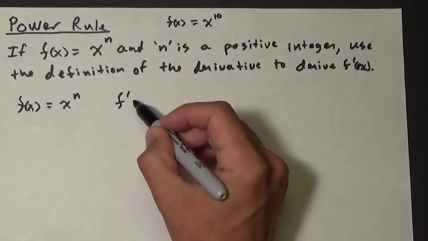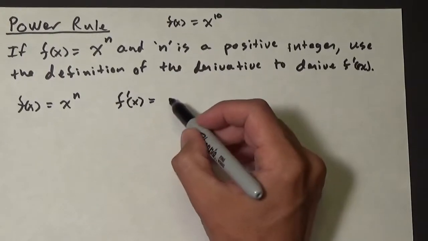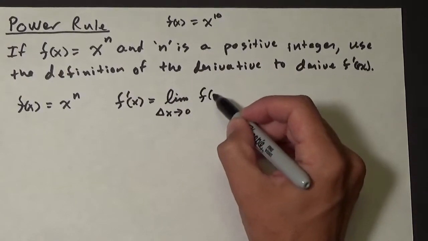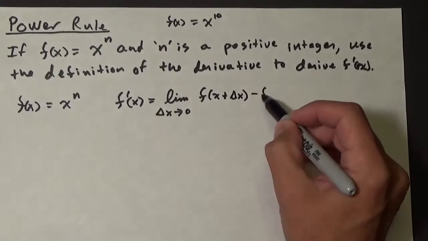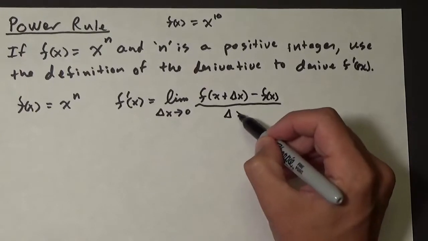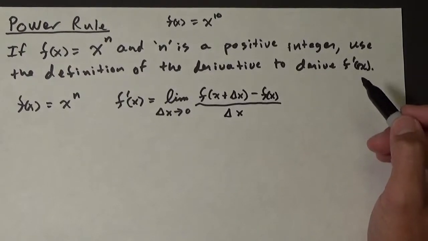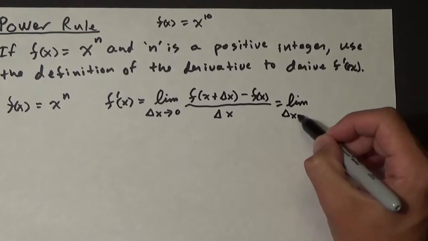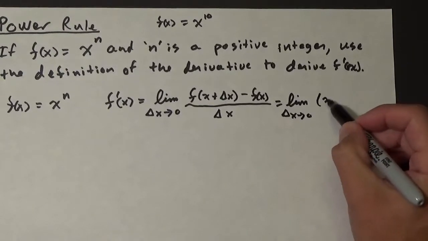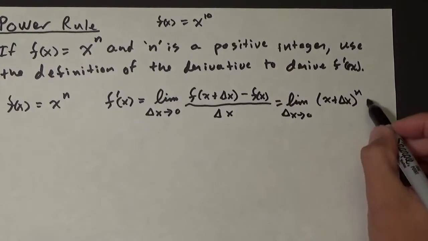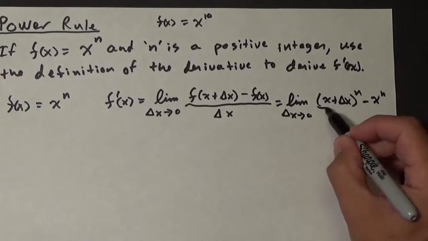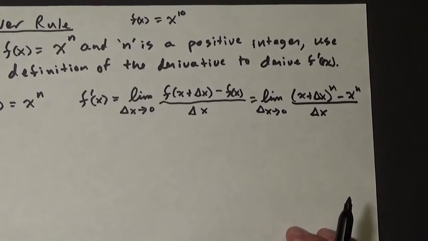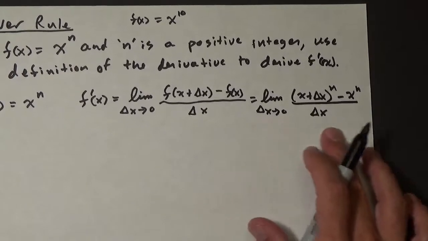And so f prime of x is going to be the limit as delta x approaches 0 of f of x plus delta x minus f of x all over delta x. So this essentially ends up being the limit as delta x approaches 0 of x plus delta x to the n power minus x to the n power all over delta x. Okay, so we need to evaluate this limit.